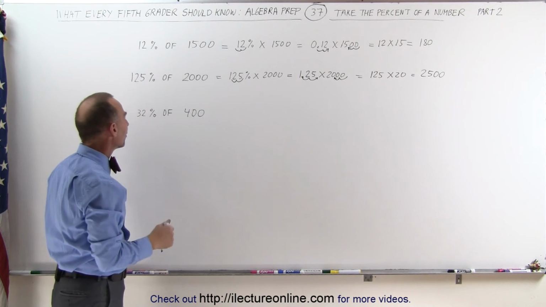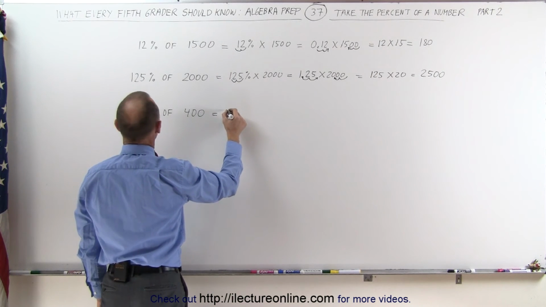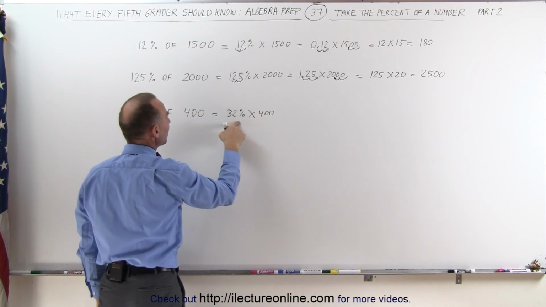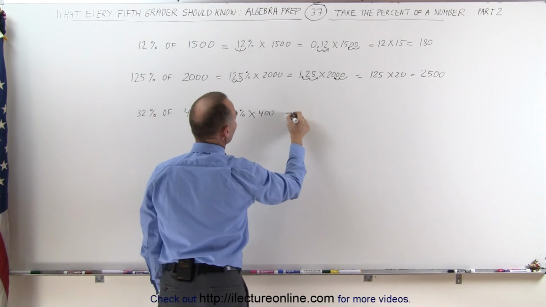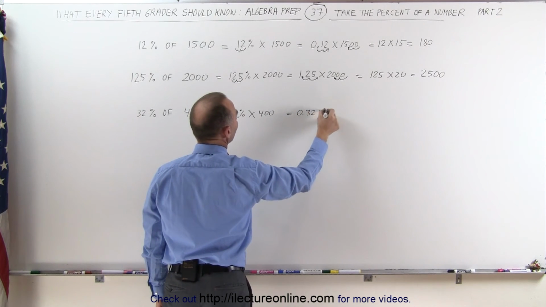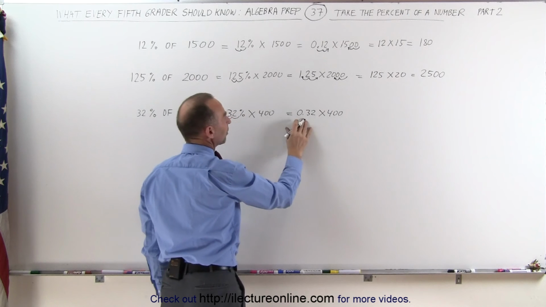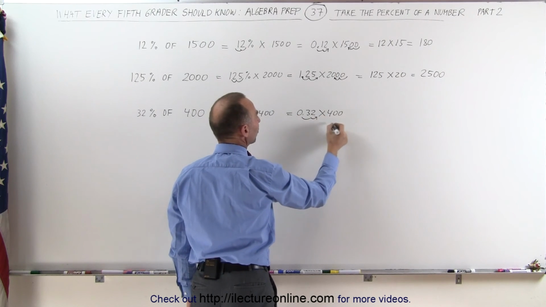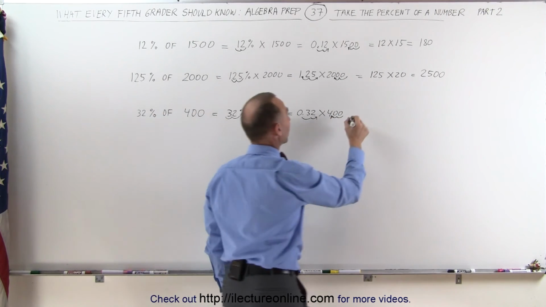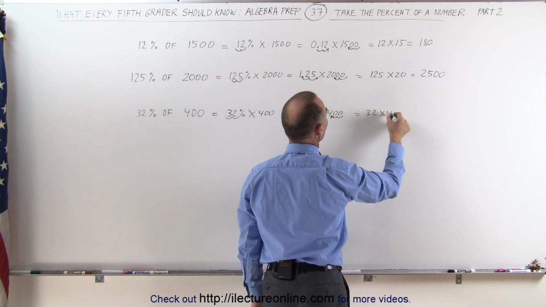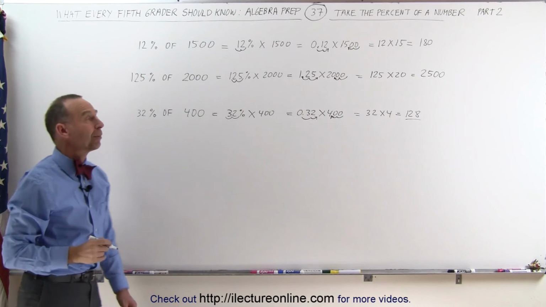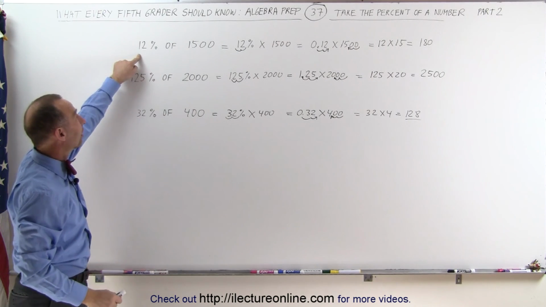Finally, we come to this one, another example. Again, we can write this as 32% times 400, because that's what the word of means. I now convert this to a decimal. This is equal to, by moving this over 2 spots, 0.32 times 400. And again, I multiply this times 100 by moving the decimal place over 2 spots this way, divide this by 100 by moving the decimal place over in the opposite direction. Now the problem becomes 32 times 4, which is equal to 128.